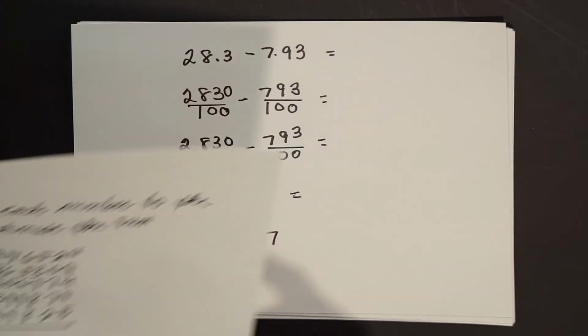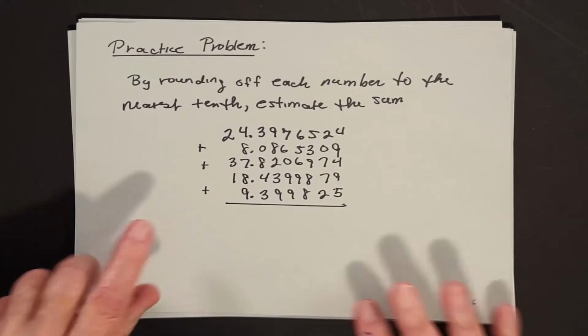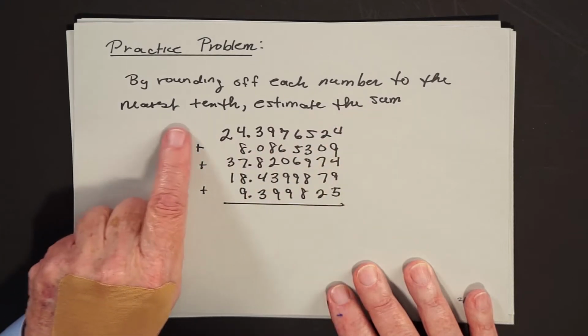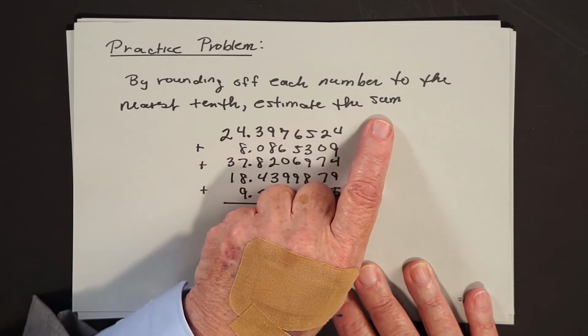arithmetic, I thought that what we would do for our practice problem today is to talk about something that we haven't talked about, but to show that it works exactly as it did for whole numbers. And so I thought our practice problem today would simply be an exercise in rounding off. Here's the problem. By rounding off each number to the nearest tenth, estimate the sum.